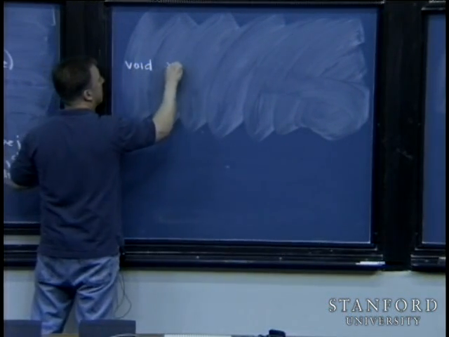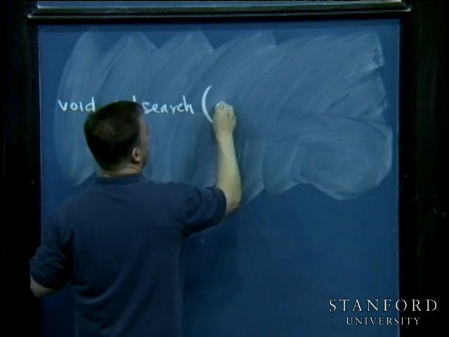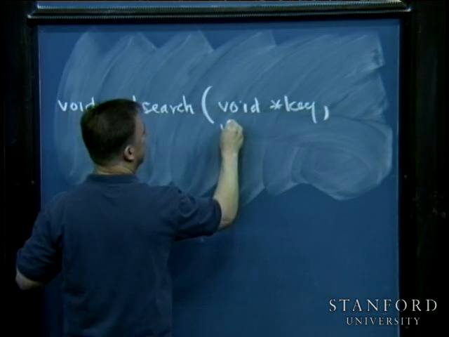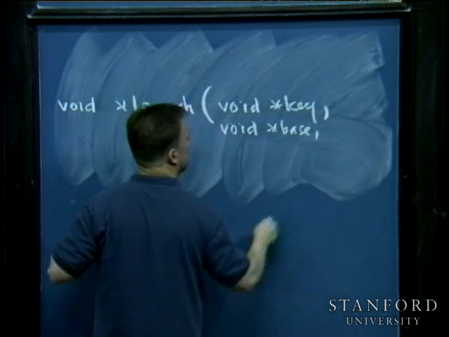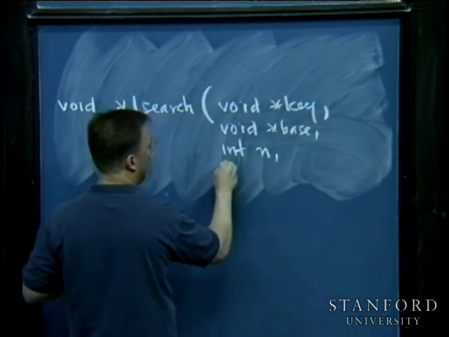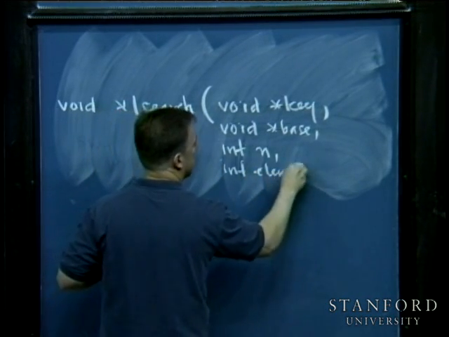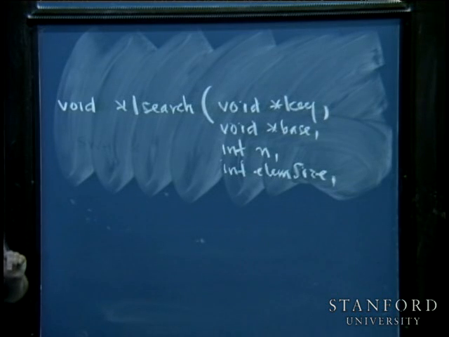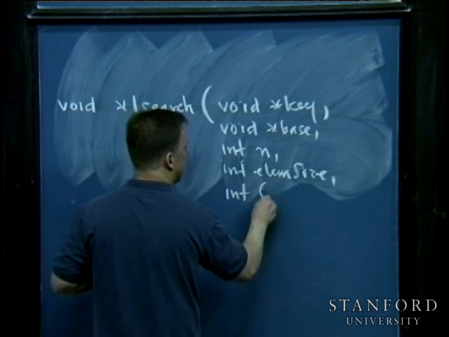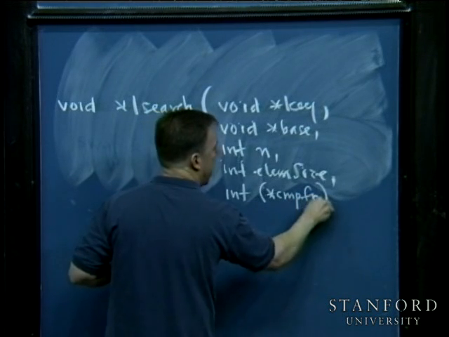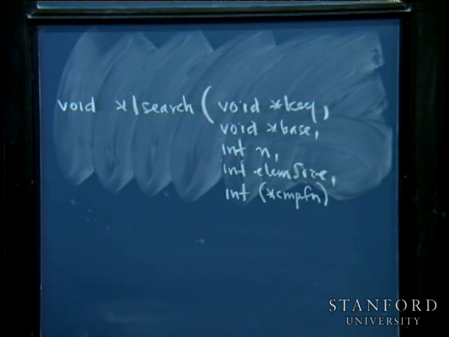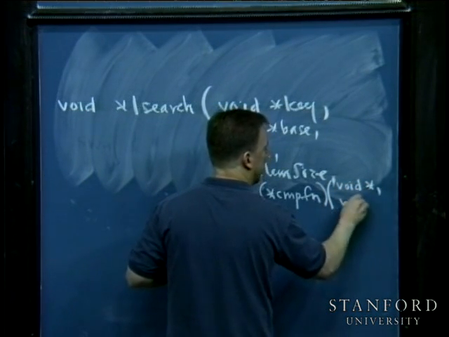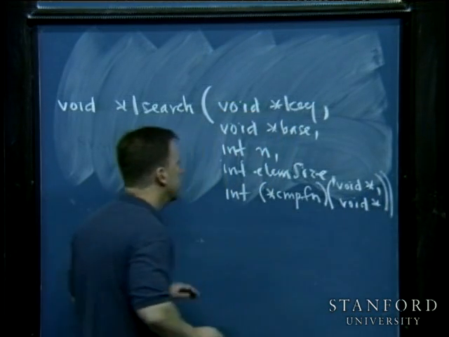void star lsearch, the l is still for linear search. I want to pass in void star key. I want to pass in void star base. I want to pass in int n. I want to pass in int elemSize. And then I want to pass in the address of some function that's capable of comparing the elements that I know them to be. int, I'm used to asterisks there. You don't actually need them if you have the parentheses, but I like the asterisk there to remind me that it's a function pointer. And it takes two arguments. It takes a void star and another void star. And that's the entire prototype of that function.